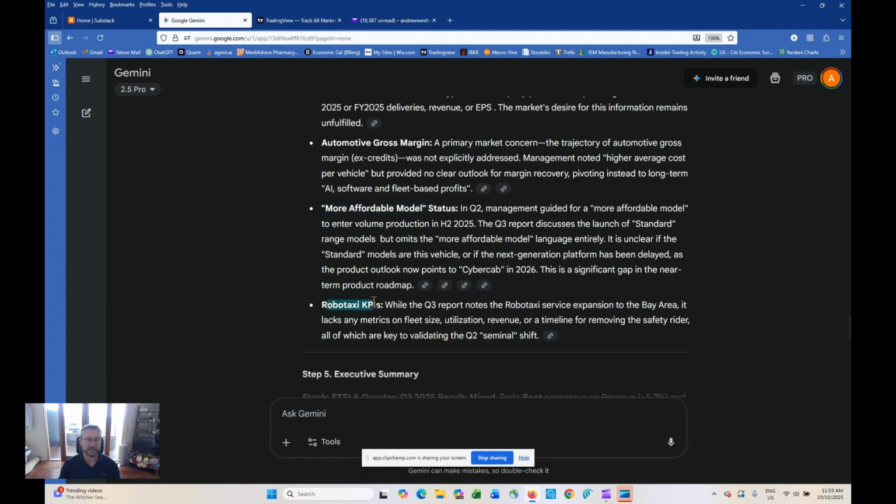The last bit is on robotaxi KPIs. Q2 was all about the robotaxi launch within Austin, Texas. Q3 notes that robotaxi service is going to expand to the Bay Area, but there's certainly no more concrete metrics being provided on fleet size, utilization and these sorts of things. So this is another thing that the report picks up on, suggesting there may be some softer disappointment, not only on the EPS line, earnings and cost progression, but on some of these developments where in Q2 expectations were elevated by management's own announcements on them.